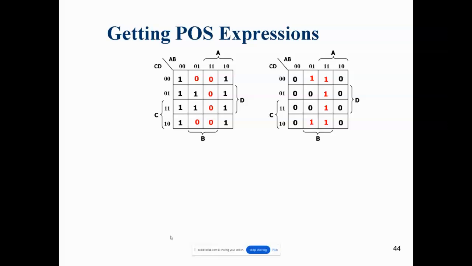So now this is the function f in its original form, and to get the POS expression, the product of sums expression, we complement the function. So now 0 will become 1. This is the K-map of f, and this is the K-map of f bar. Why are we interested in the K-map of f bar? Because we want to get the POS expression. Is this method number 1 or method number 2? Method number 1. I will also do method number 2.